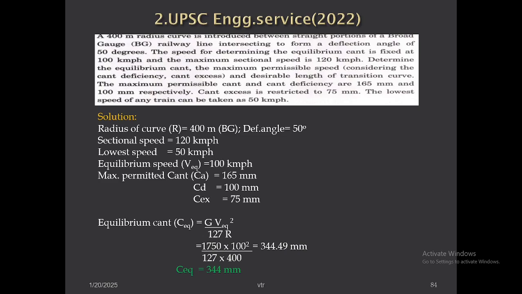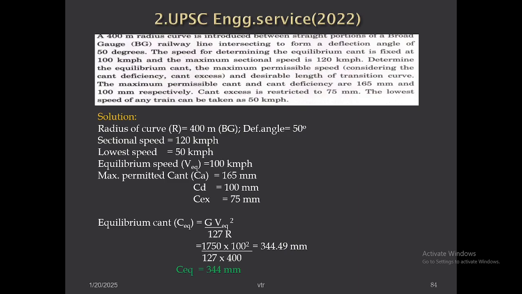Let's see another problem that is also from UPSC Engineering Service, year 2022. Here, a 400 meter radius curve is introduced between straight portions of a broad gauge railway line intersecting to form a deflection angle of 50 degrees. The speed for determining the equilibrium cant is fixed at 100 kmph, and the maximum sectional speed is 120 kmph. So determine the equilibrium cant, maximum permissible speed, and desirable length of transition curve.